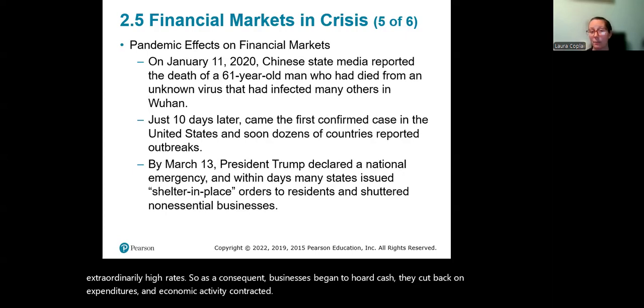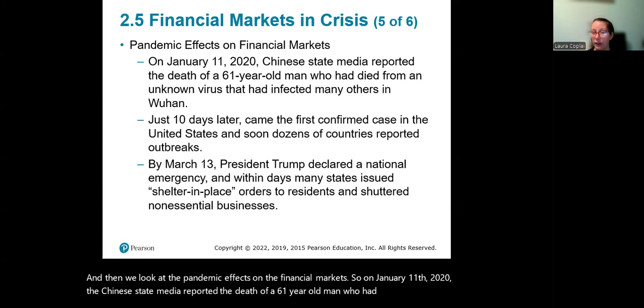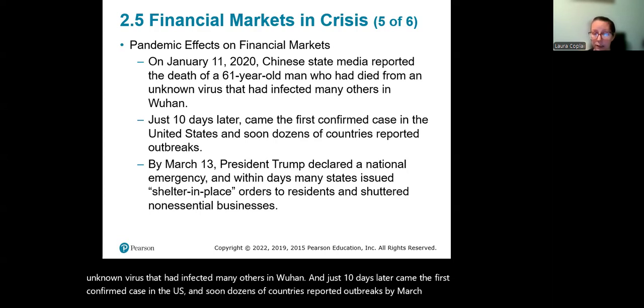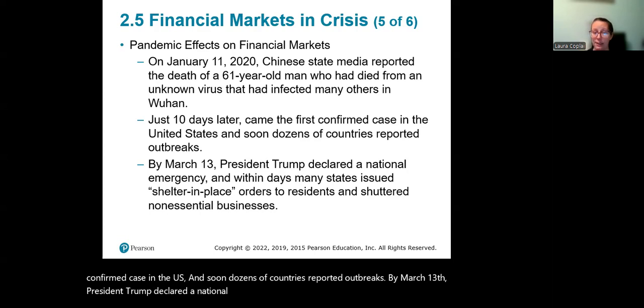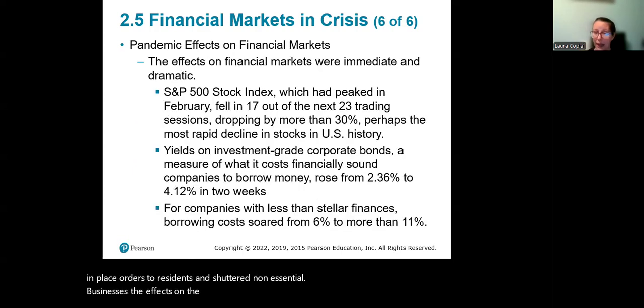And then we look at the pandemic's effects on the financial markets. On January 11th, 2020, Chinese state media reported the death of a 61-year-old man who had died from an unknown virus that had infected many others in Wuhan. Just 10 days later came the first confirmed case in the US, and soon dozens of countries reported outbreaks. By March 13th, President Trump declared a national emergency, and within days, many states issued shelter-in-place orders to residents and shuttered non-essential businesses. The effects on the financial markets were immediate and dramatic.